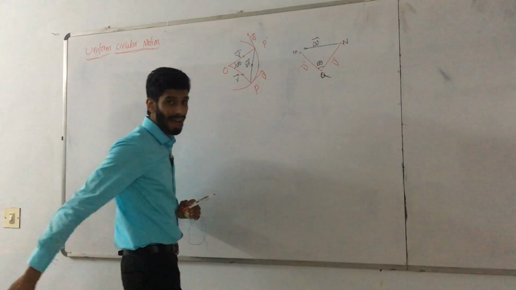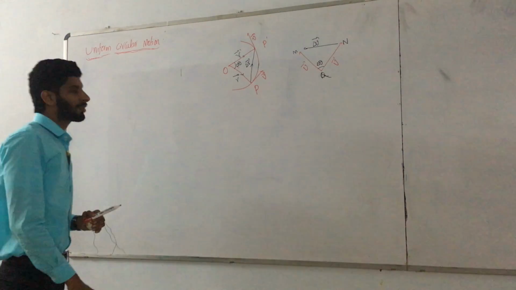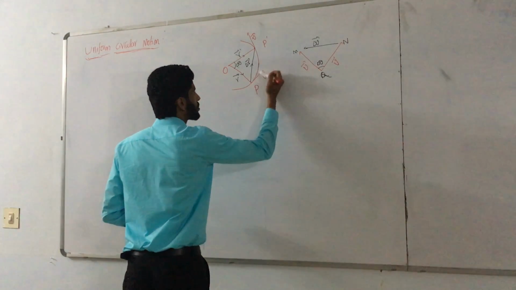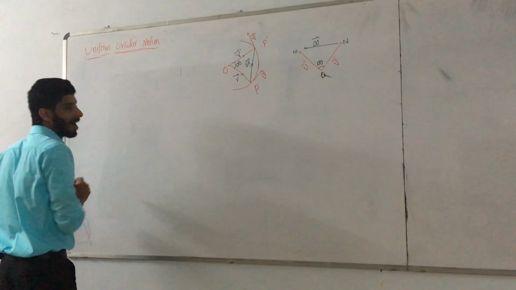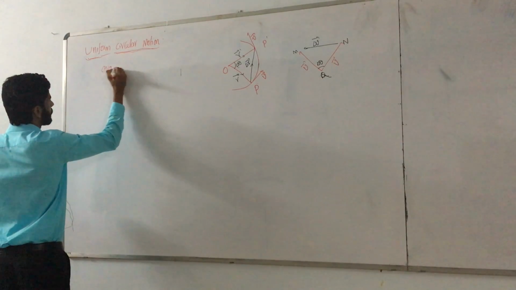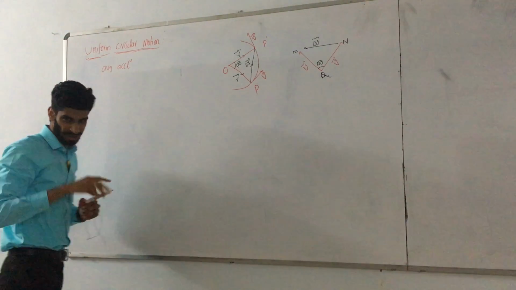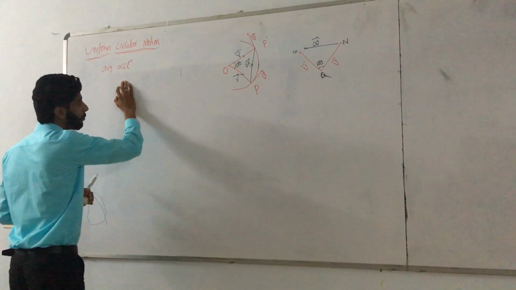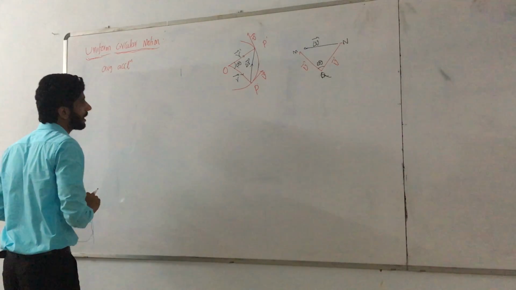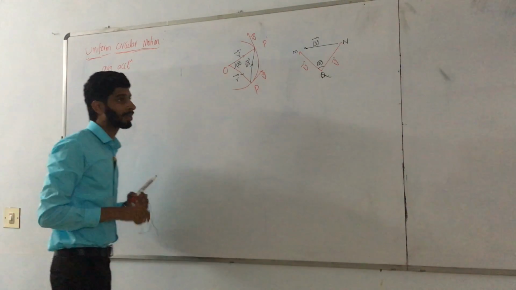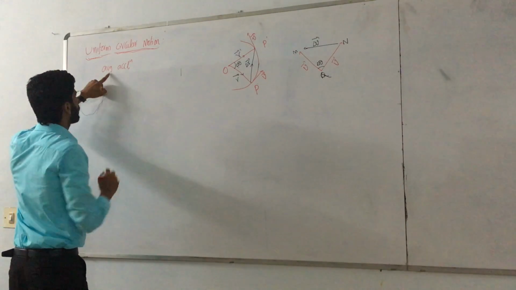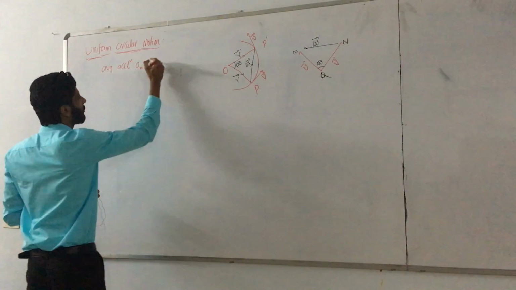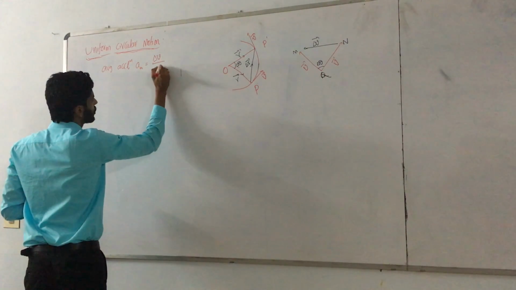Now I'm going to define the average acceleration from P to P dash. I'm not going to mention any direction for the time being. I will do it later. But I'm going to tell what exactly the magnitude of the acceleration is when the body is in a circular path of constant radius. So average acceleration is defined as the change in velocity, delta v, by the change in time.